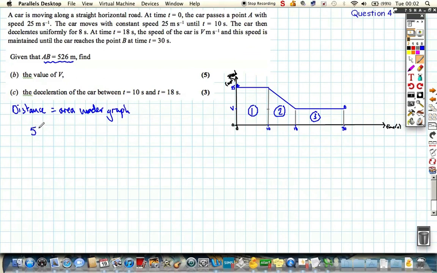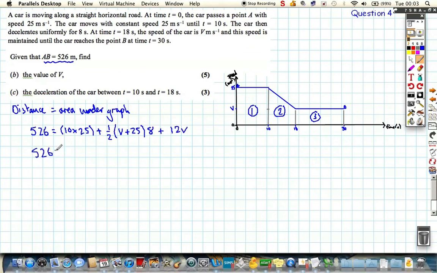So I know that the distance, 526 meters, is equal to the area of region 1, region 2, and region 3 added together. Region 1 is just a rectangle, a 10 by 25 rectangle. So 10 by 25, that's area 1. Added to that, we've now got a trapezium: half the sum of the parallel sides, half of this height here is V, the height of this one is 25, multiplied by the distance between them, which between 10 and 18 is 8 seconds. And we then also need to add on the rectangle here, which is 12 seconds long and V meters per second high, so it's 12V.